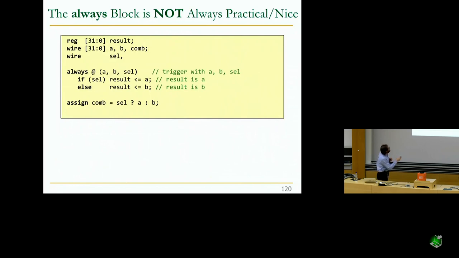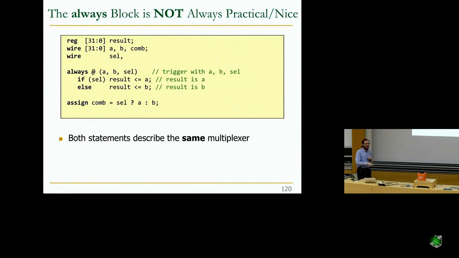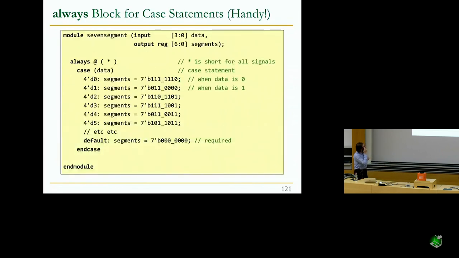The always block is not always practical or nice. So this is one example. This is a multiplexer in an always block. We've seen this before. If select is two, result is A, otherwise result is B. You're selecting between A and B. But this is kind of nicer, right? We've already seen how to do a multiplexer. This is also correct, but it's kind of convoluted. So it's more work and more prone to error, I will say. Okay, this is maybe a little bit more handy.